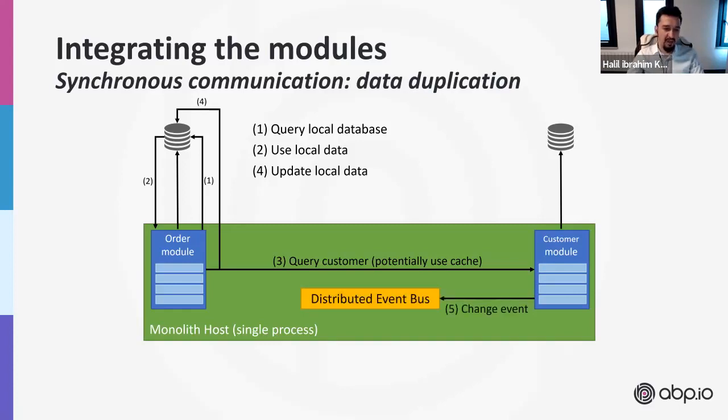But this time we have a local, permanent copy of the customer data. So we need to invalidate this data when customer information changes. To implement that, the customer module can perform an event publishing operation, and we can subscribe to that event and update our local data. This is a pretty common approach to create a local copy of remote data.